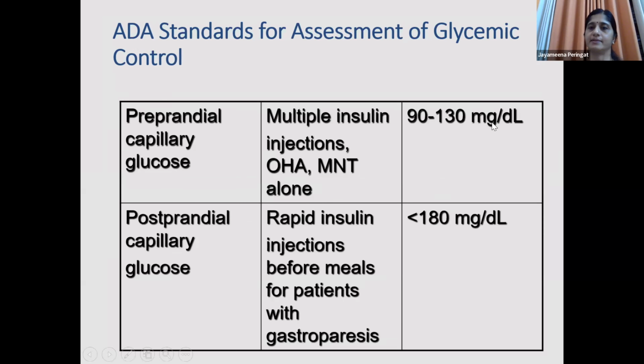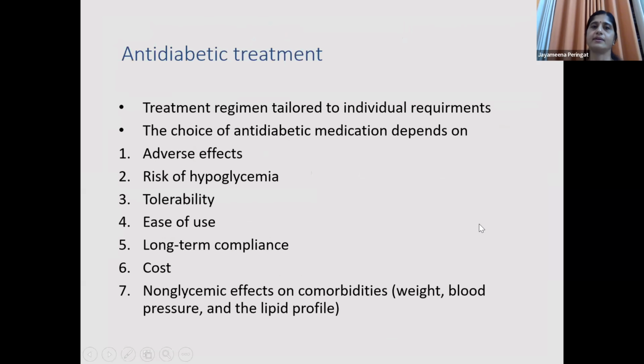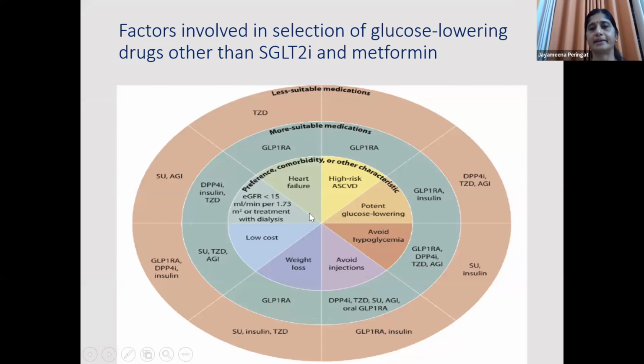It's basically less than 130 fasting and less than 180 postprandial. So the treatment should be tailored to individual requirements. The choice of anti-diabetic should depend on adverse effects, risk of hypoglycemia, tolerability, ease of use, long-term compliance, cost, and non-glycemic effects like weight, blood pressure, and lipid profile. With that, we have this diagram.